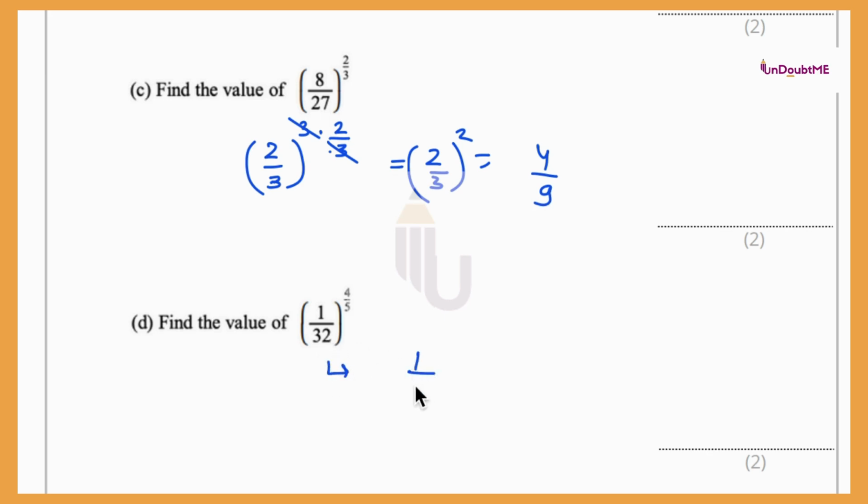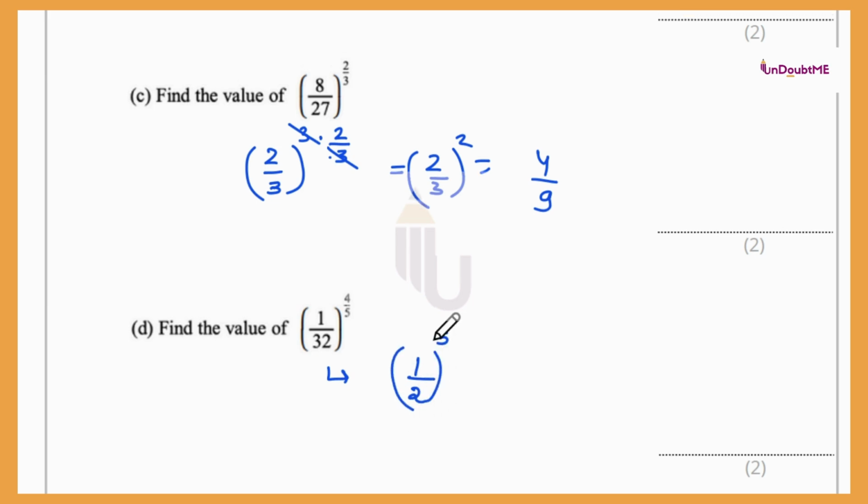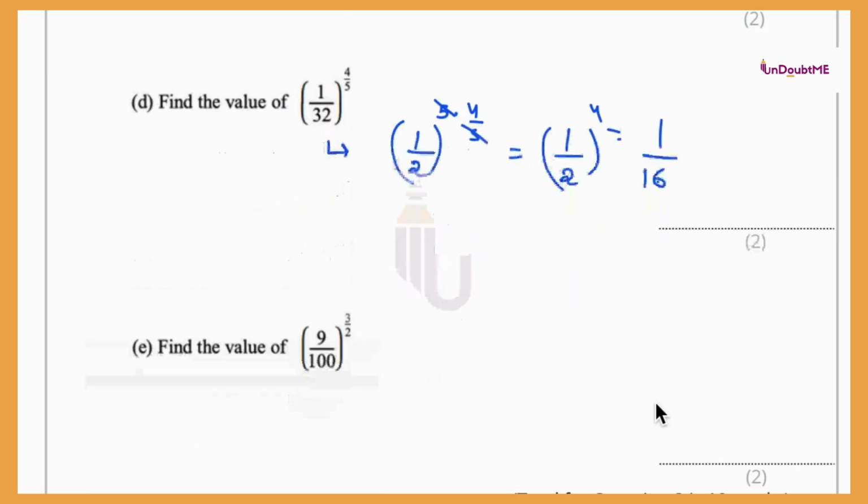Part D can be written as (1 by 2)^5. Okay, 1 can be written as 1 to the power 5 also, and that will be times 4 by 5. 5 and 5 cancelled. It will be just (1 by 2)^4. 1 to the power 4 is 1 only, and 2 to the power 4 is 16.